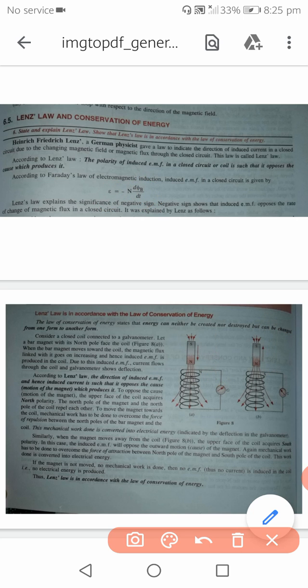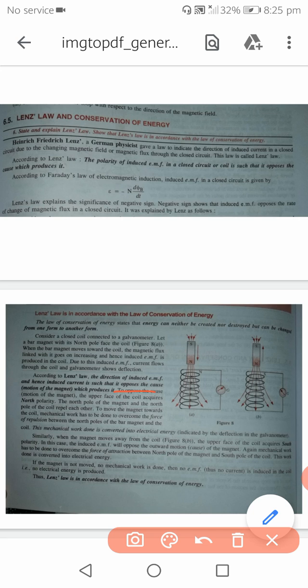Followed? So in this way, Lenz's law also satisfies the conservation of energy, because the work that we are doing to bring the magnet or to take the magnet away is getting converted to energy. So that's what is written here. According to Lenz's law, the direction of induced EMF and hence induced current is such that it opposes the cause or motion of the magnet which produces it.